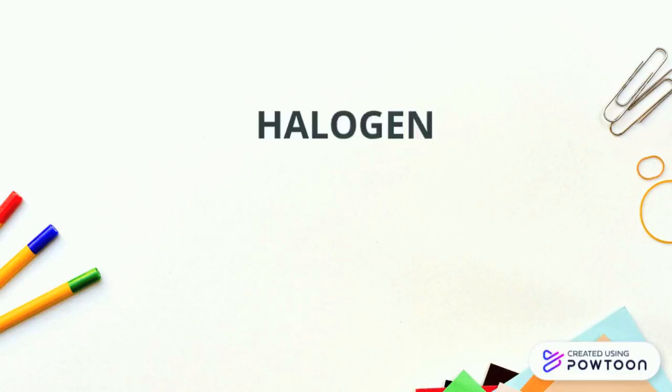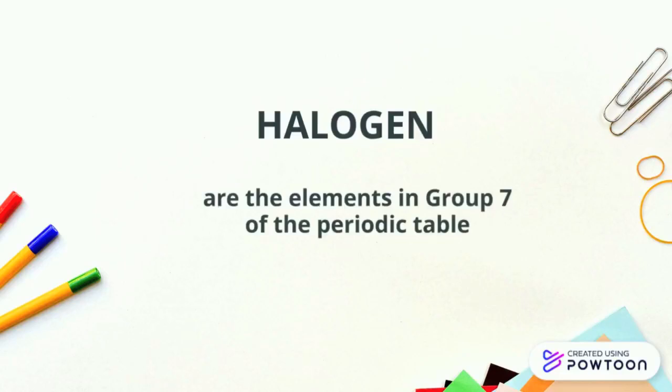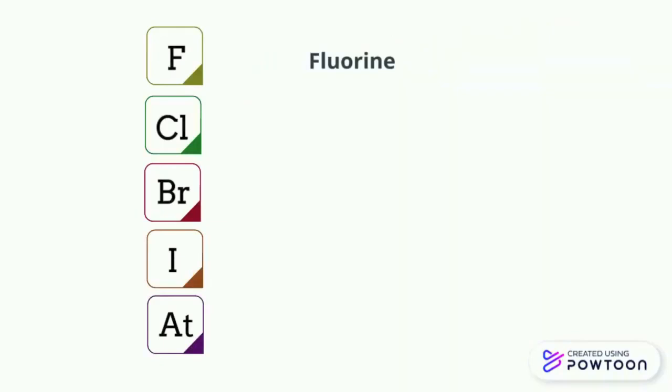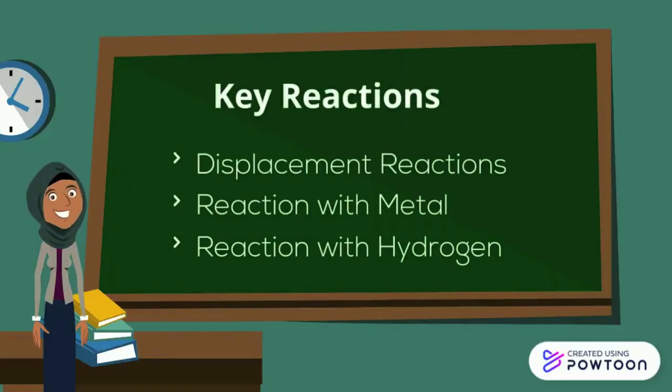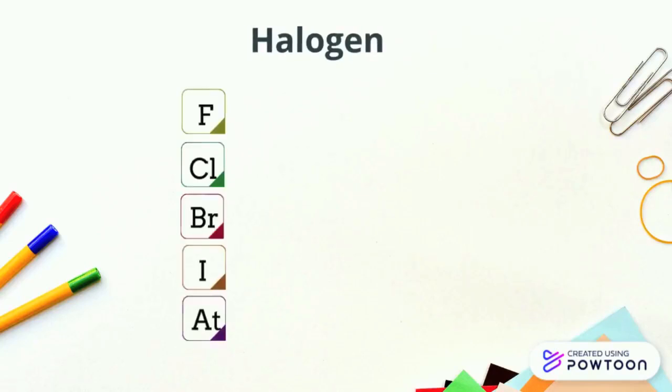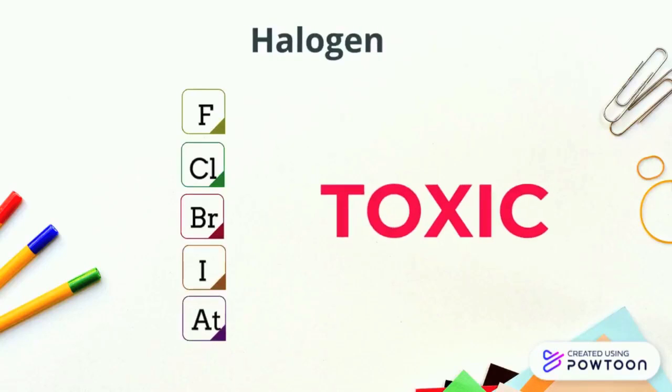The halogens are the elements in group 7 of the periodic table. They are fluorine, chlorine, bromine, iodine, and astatine. In this lesson, we will learn about the halogens and their key reactions: the displacement reactions, reaction with metals, and reaction with hydrogen. Halogens in their elemental form are toxic, though their compounds have many real-life applications.